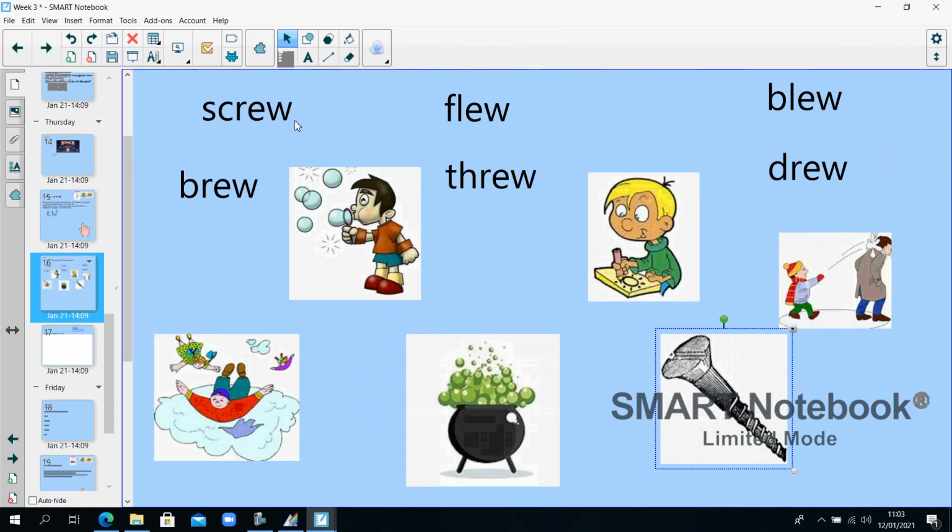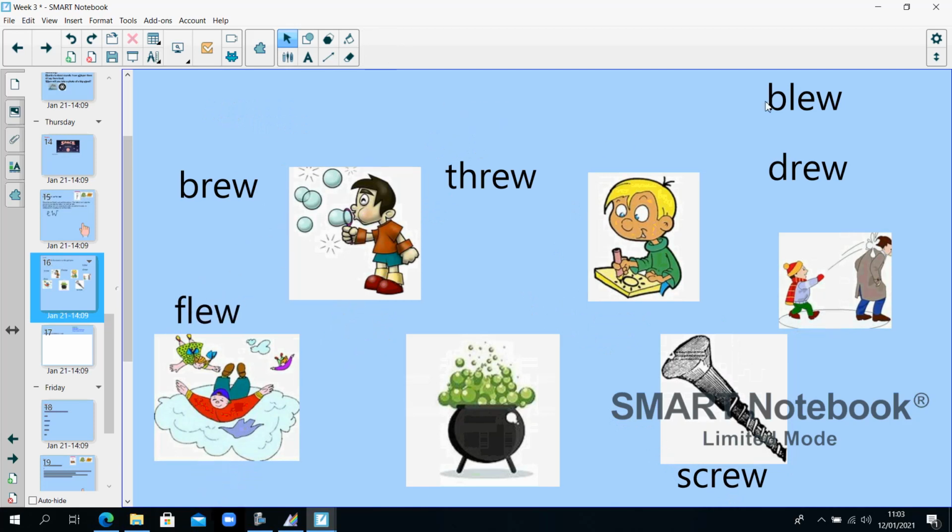Screw. Which picture shows a screw? Correct. This is a screw. Flew. Which picture shows flew? It shows someone flying. They flew. Good. Blue. Which picture shows blue? Good, it's this one. He blew the bubbles.